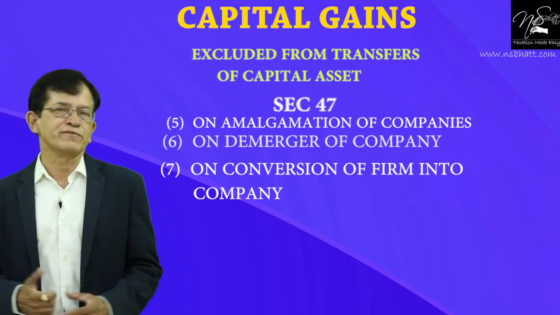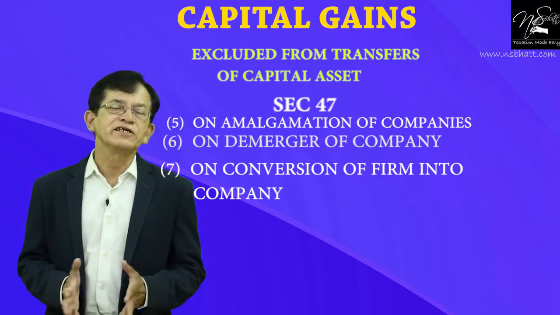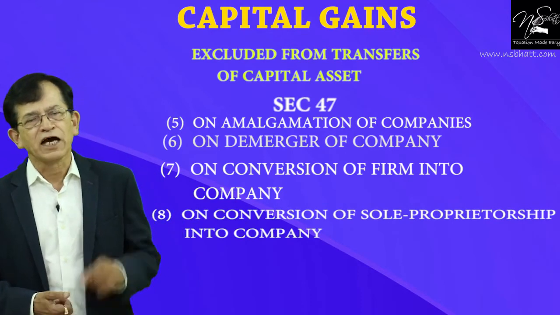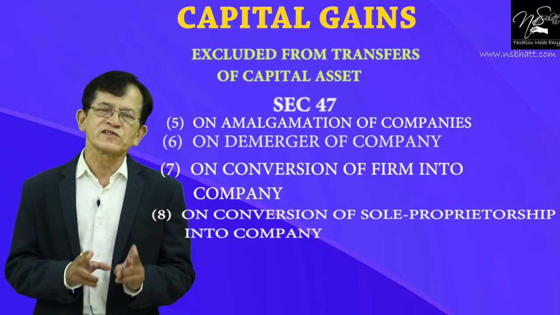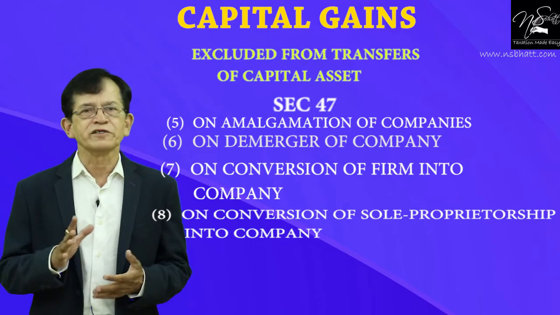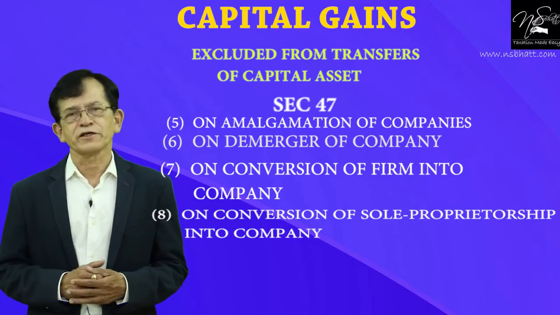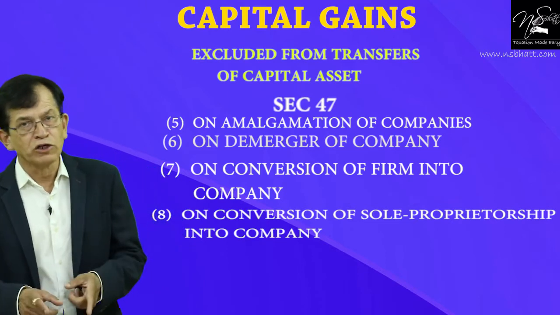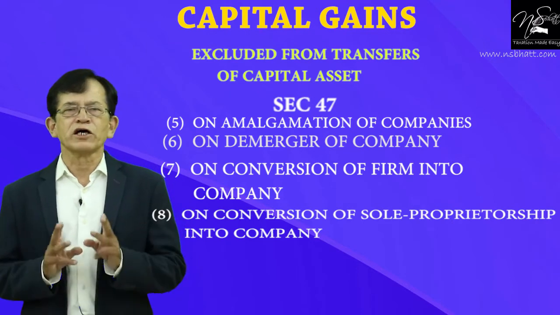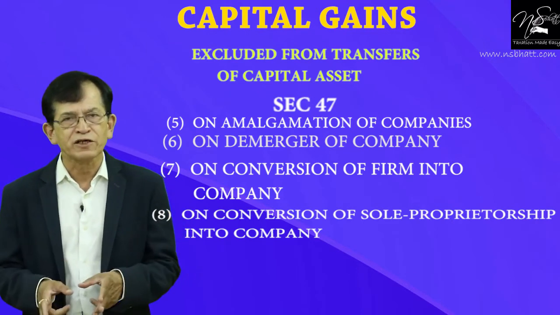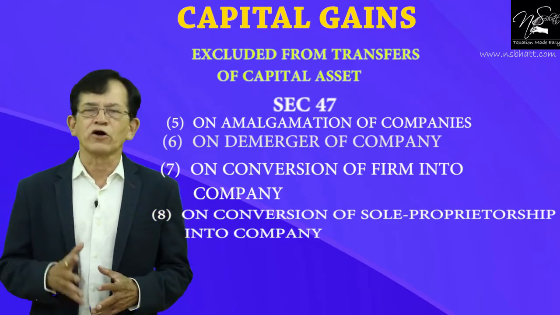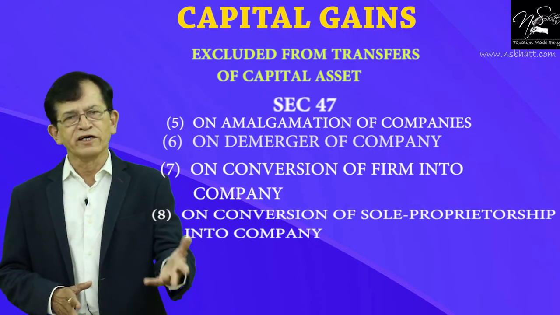The last and the least part is sole proprietary firm. When it gets converted into a company, at that time also, conditions are more or less the same as for a partnership. All assets, all liabilities need to be transferred. To whom? To the company. The proprietor should hold more than 50% of the voting powers, and should continue to hold for another period of 5 years. If this happens, then transfer of the assets by the proprietary firm to the company will not be called a transfer.